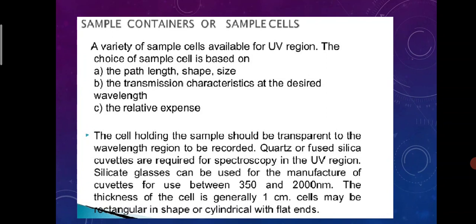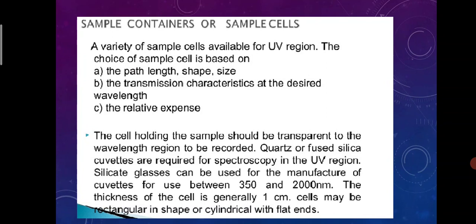The sample containers or sample cells. A variety of sample cells are available for the UV region. The choice of sample cell is based on the path length, shape and size, the transmission characteristics at the desired wavelength, and the relative expense. The cell holding the sample should be transparent to the wavelength region to be recorded. The sample holding devices must be transparent.